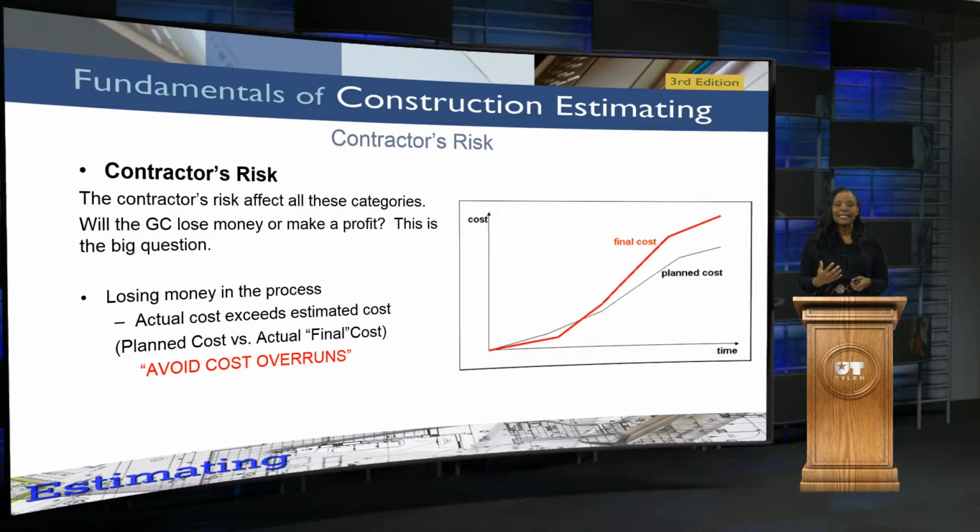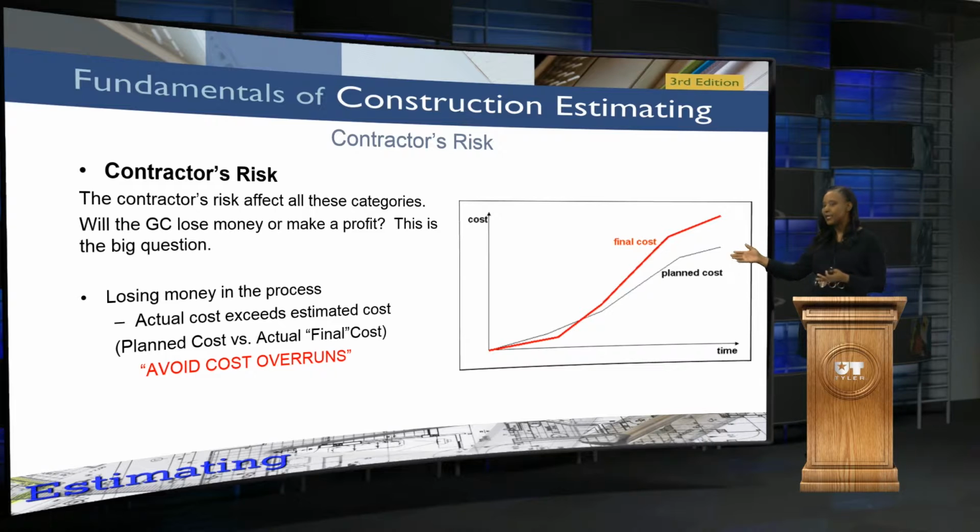And one of the biggest things that you could do would be to do an overall analysis of the risks that are associated with that project, and then to sit back and say, this is how we're going to handle those risks. The contractor's risk affect pretty much all of the categories that I just mentioned. And one of the big questions that you'll ask yourself at the end of the day is, will the GC lose money or are they going to make a profit?